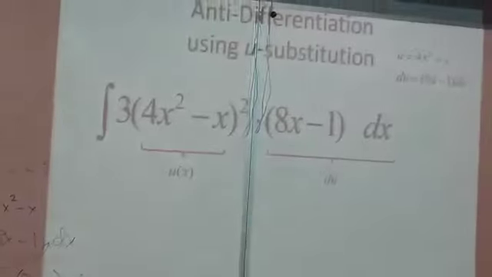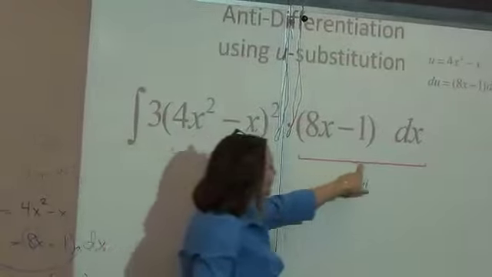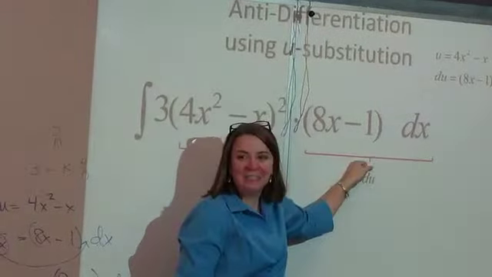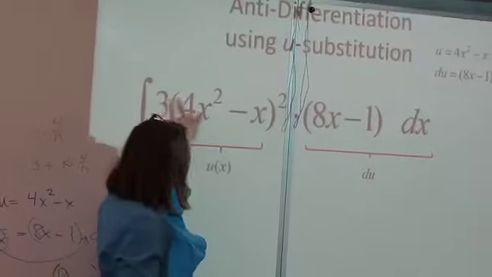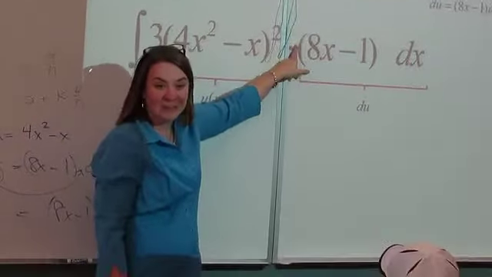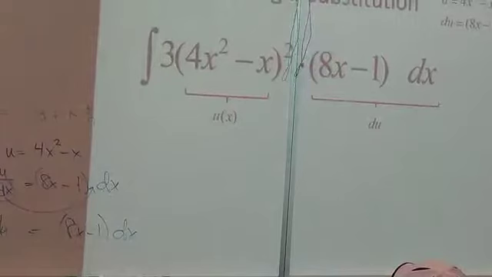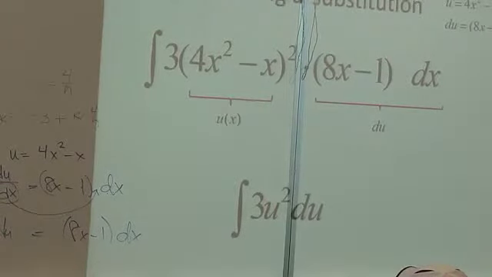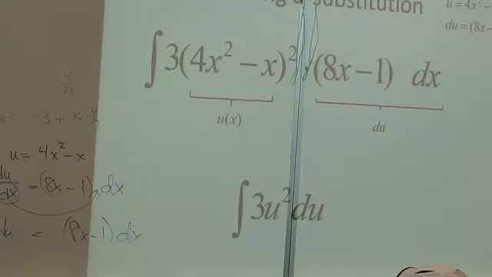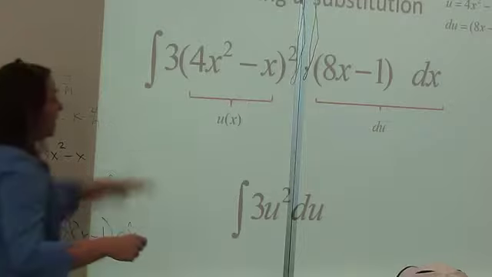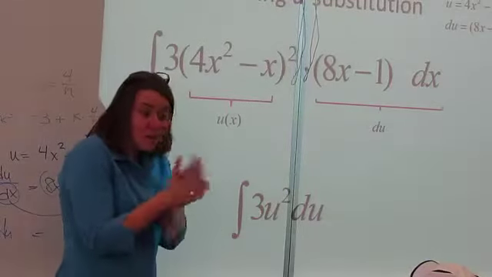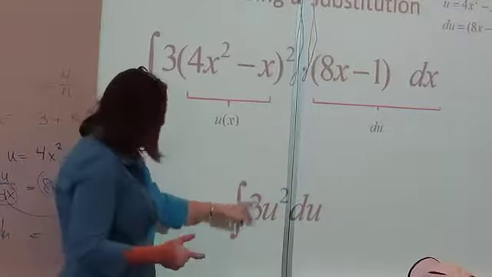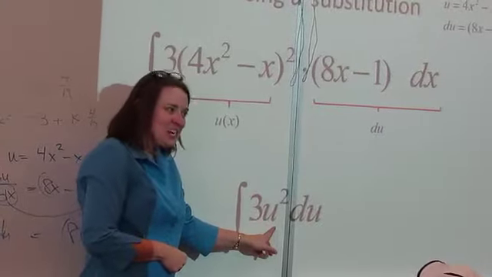This is where it becomes nice. I'm going to replace this whole thing with du, and I'm going to rewrite this factor as 3u squared. And I make the u substitution. When we recognize an integrand is a product, a result of chain rule, we can make a convenient change of variable.